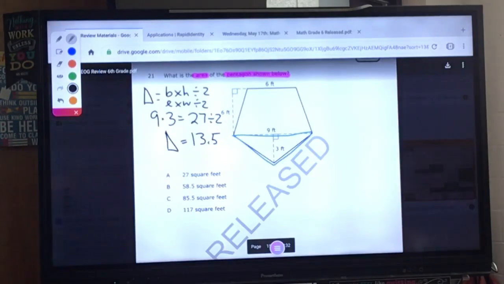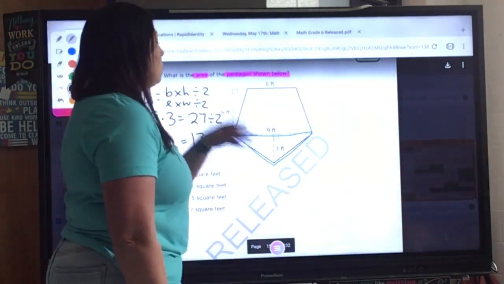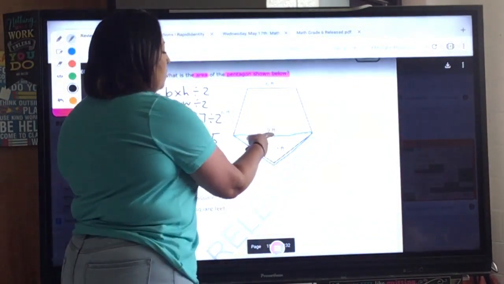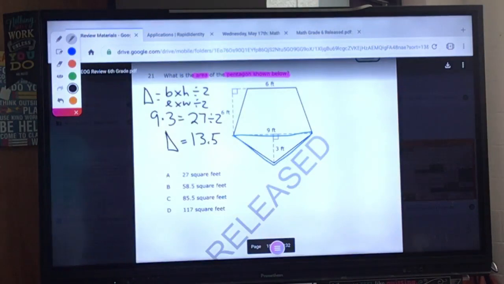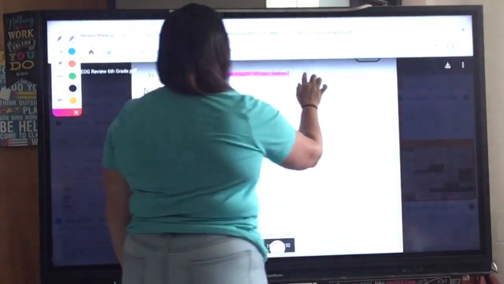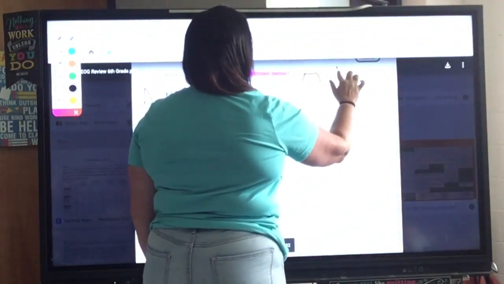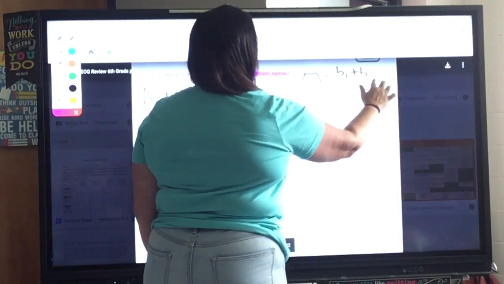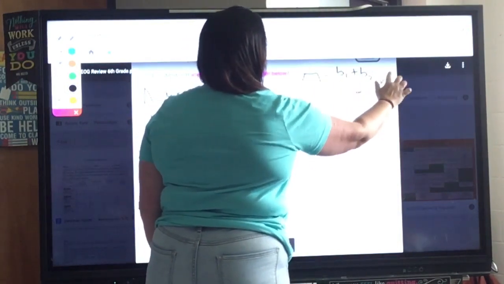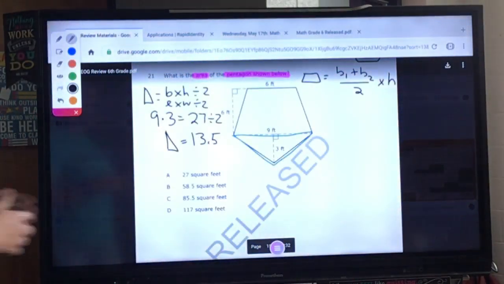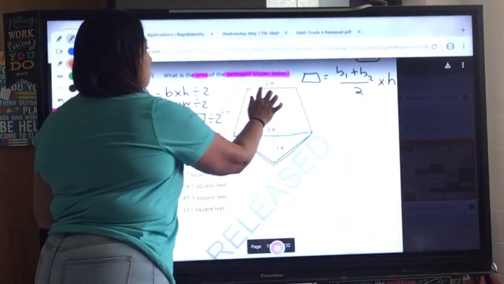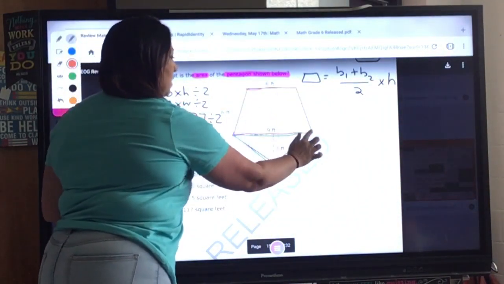Now, the trapezoid. You can make this a rectangle and do 9 times 6, get that, then you have to subtract those triangles from the side though. Or, if you want to get comfortable with the formula for a trapezoid, it is base 1 plus base 2 divided by 2 times the height, which seems like a lot. But base 1 and base 2. So base 1 is here, and base 2 is there.